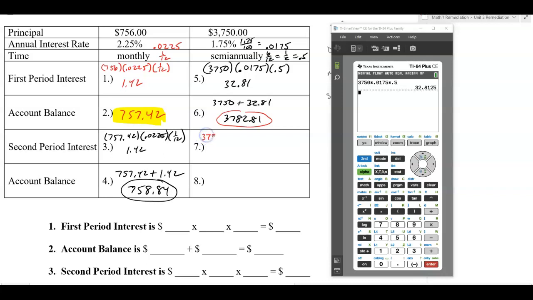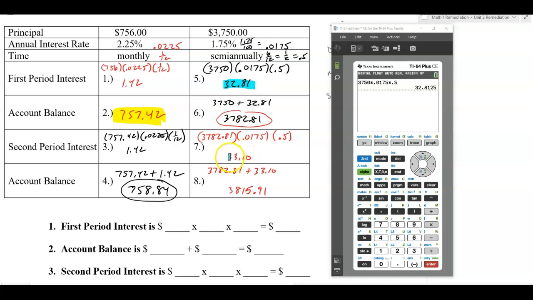So now when I calculate my next round of interest, this is the new principal. So I'm going to start with 3,782.81, multiply it by the 0.0175 times 0.5. That would give me interest of now $33.10. And if I add that to the 3,782.81, my new or final balance here would be 3,815.91.